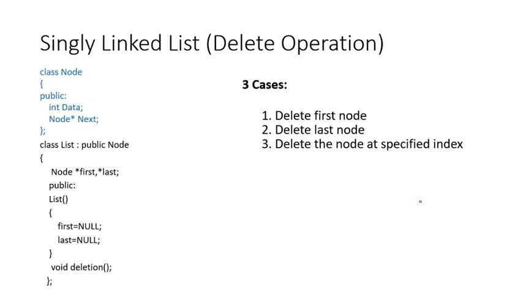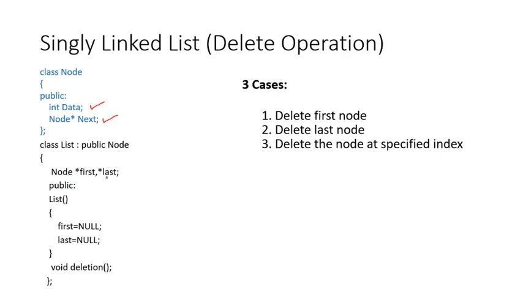As we all know, a singly linked list is a collection of nodes where each node contains two parts, that is the data part and the address part, which contains the address of the next node in the list. Over here we have declared the class node, after that the class list, and in class list we have declared two pointer variables. The first pointer is pointing to the first node in the list, whereas the last pointer is pointing to the last node in the list.